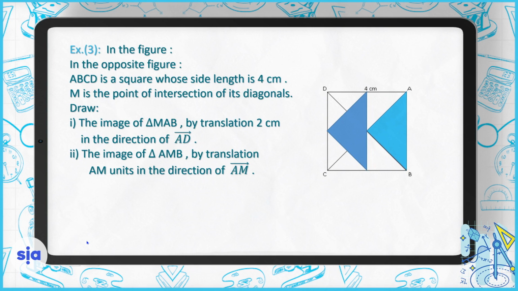The second requirement is the image of triangle AMB by translation AM units in the direction of AM, as shown in the figure at right. Let's now go and see the translation in the Cartesian plane.